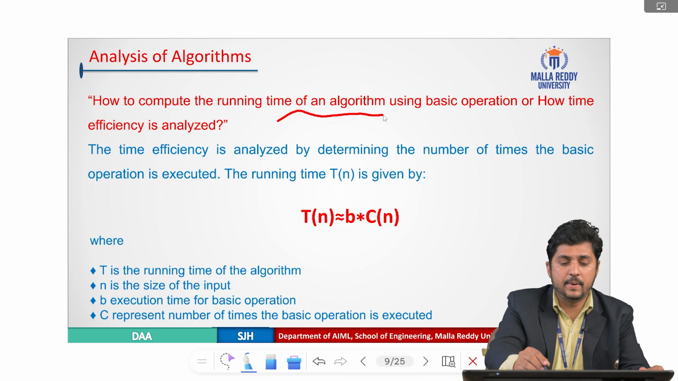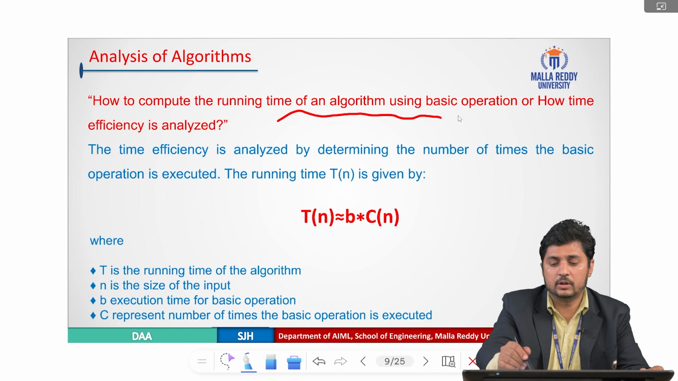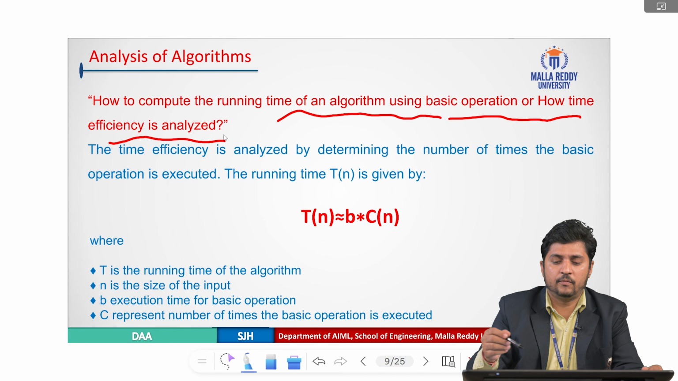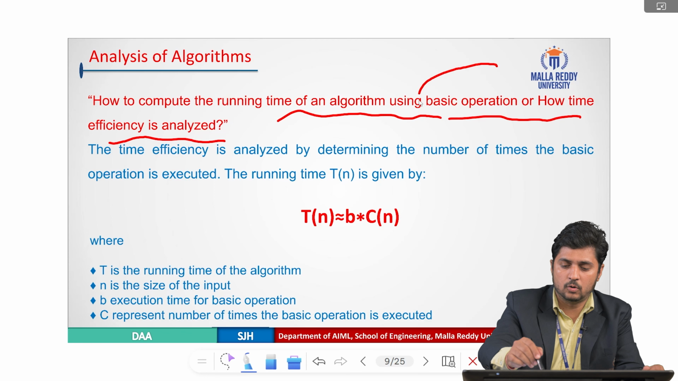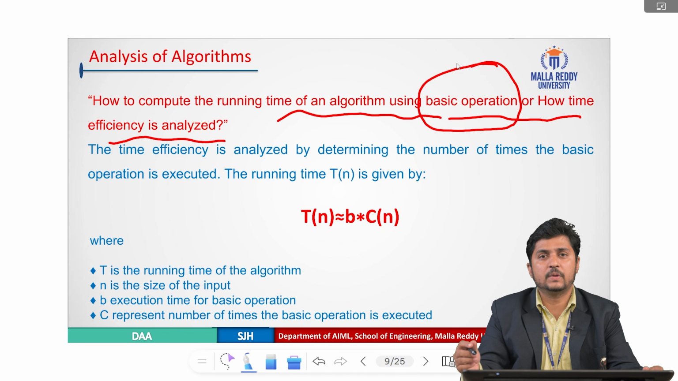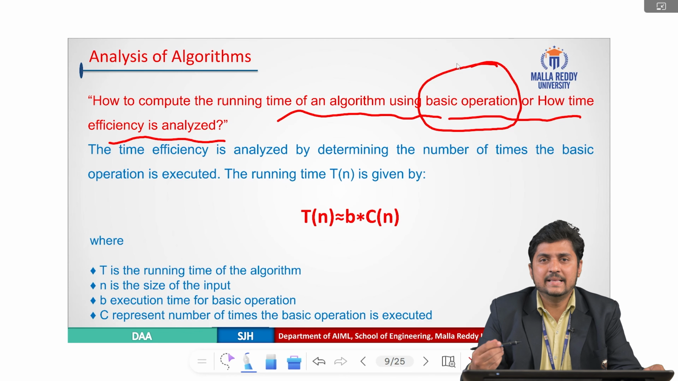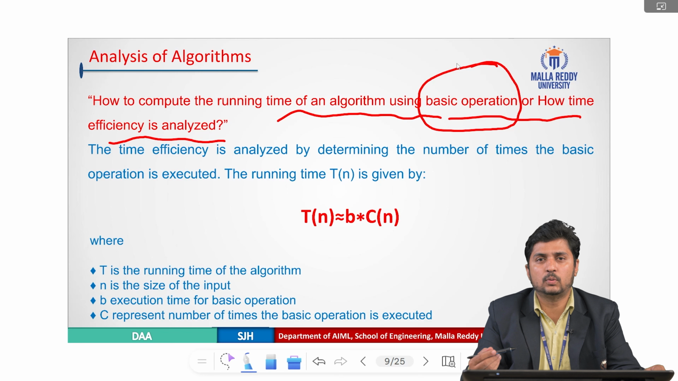The next question is how to compute the running time of an algorithm using basic operation, or how efficiency is analyzed. Before starting this, I would like to go through what a basic operation is. In any algorithm or whatever pseudocode we write, irrespective of the problem, any instruction in an algorithm which is going to consume more time or execute more number of times, that particular instruction we will be calling a basic operation.